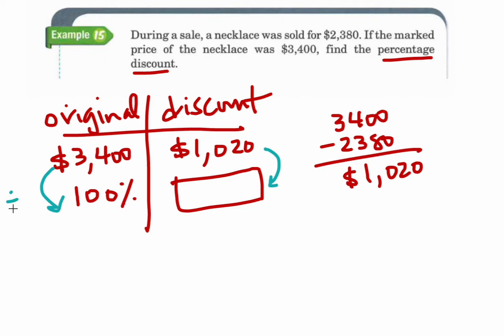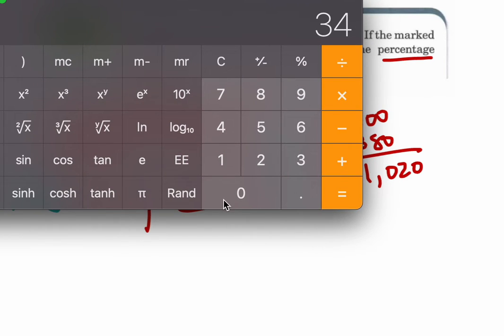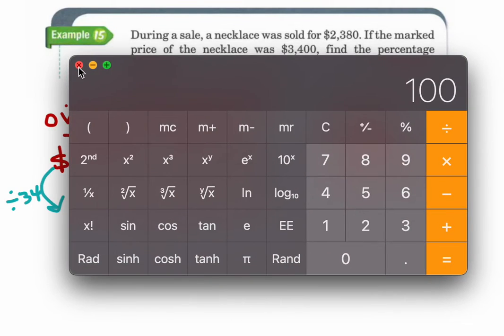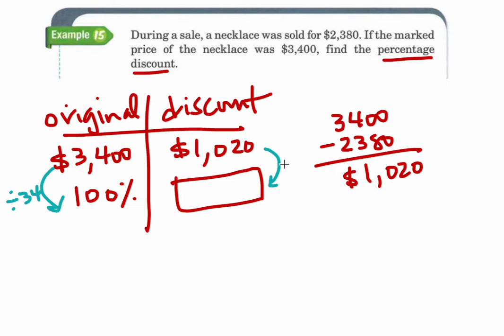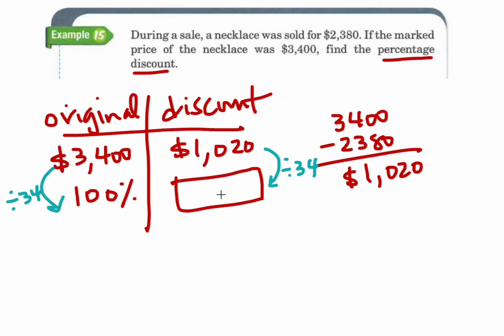3,400, I believe, has to divide by 34 to get to 100 because it just added on two zeros. But let me double check. 3,400 divided by 34 is equal to 100. Yes, so it's just a matter of zeros. So that means over here, I also have to divide by 34. So 1,020 divided by 34 is 30. Beautiful number. 30, this is percent. So it was a 30% off deal.